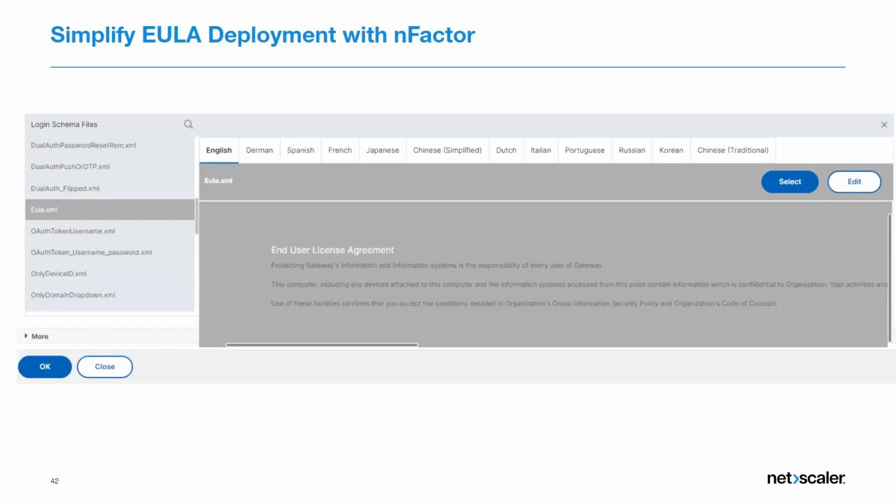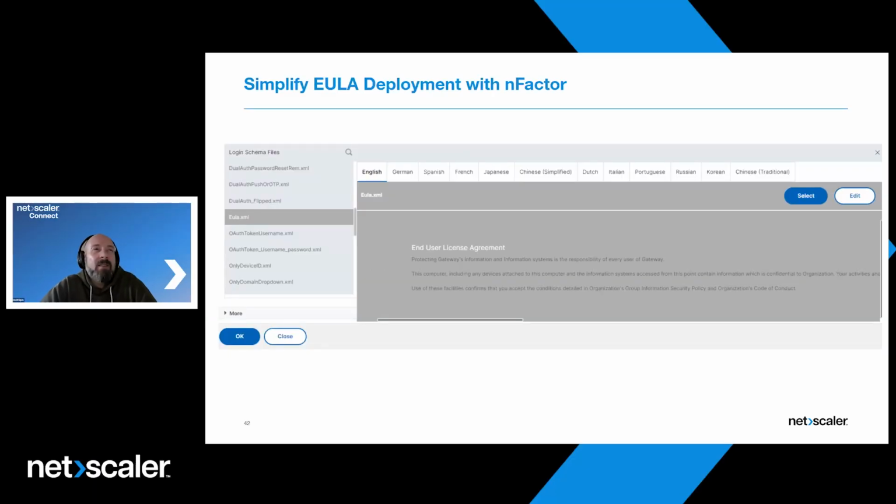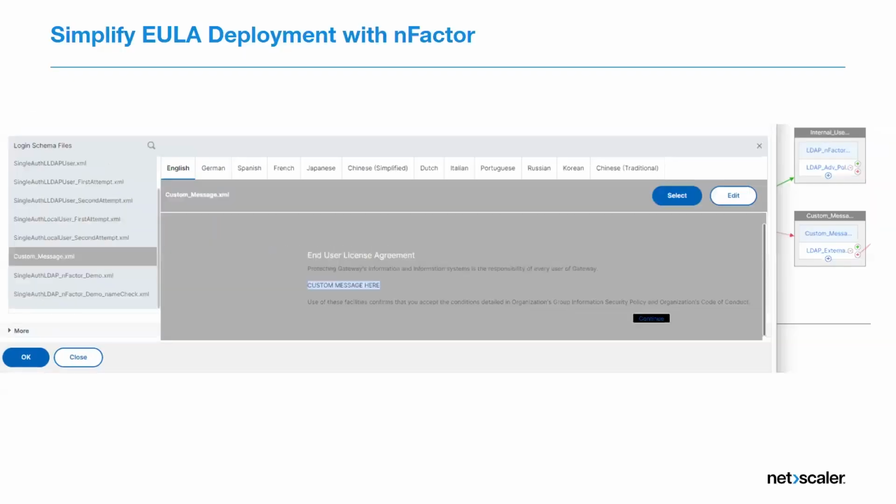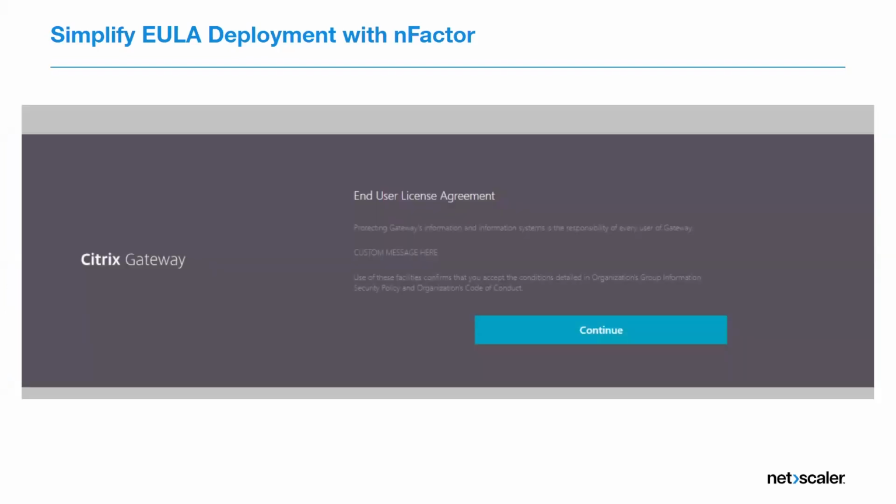Really, most often on nFactor, customers will be choosing the EULA XML file. This is a login schema file, and it's not an authentication action so much. Typically, you'd bind it to the no authentication action, but you can make a copy of the EULA file, re-upload your edited XML file with custom text, and then when an external user is logging in, they're going to get to see this kind of a message.